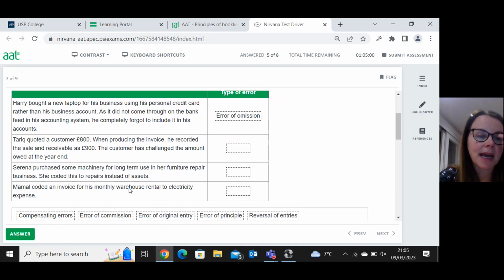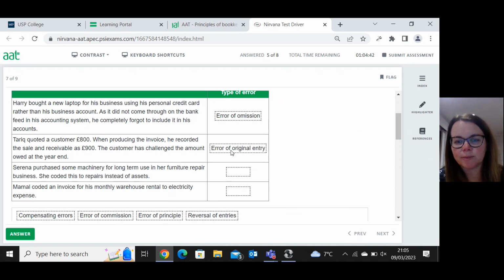Tarek quoted a customer £800. When producing the invoice, he recorded the sale and the receivable as 900. So in other words, it's the correct double entry, but it's the wrong amount. So that is an error of original entry. Any wrong number on both sides.